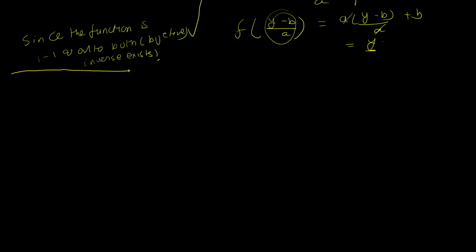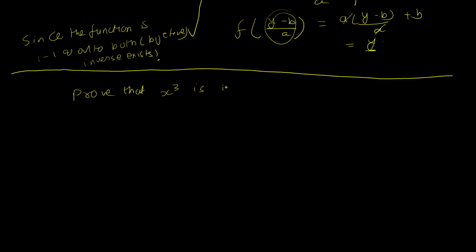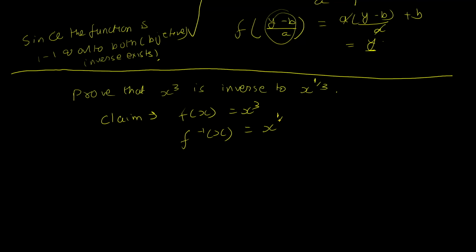Okay, so there could be another class of problems which asks you to prove that one function is the inverse of another. Not finding the inverse, but proving that two functions are inverses to each other. So let's say, prove that x cubed is inverse to x to the power 1 by 3. My claim here is that if a function f of x is defined as x cubed, its inverse is x to the power 1 by 3. So f inverse of x equals x to the power 1 by 3.